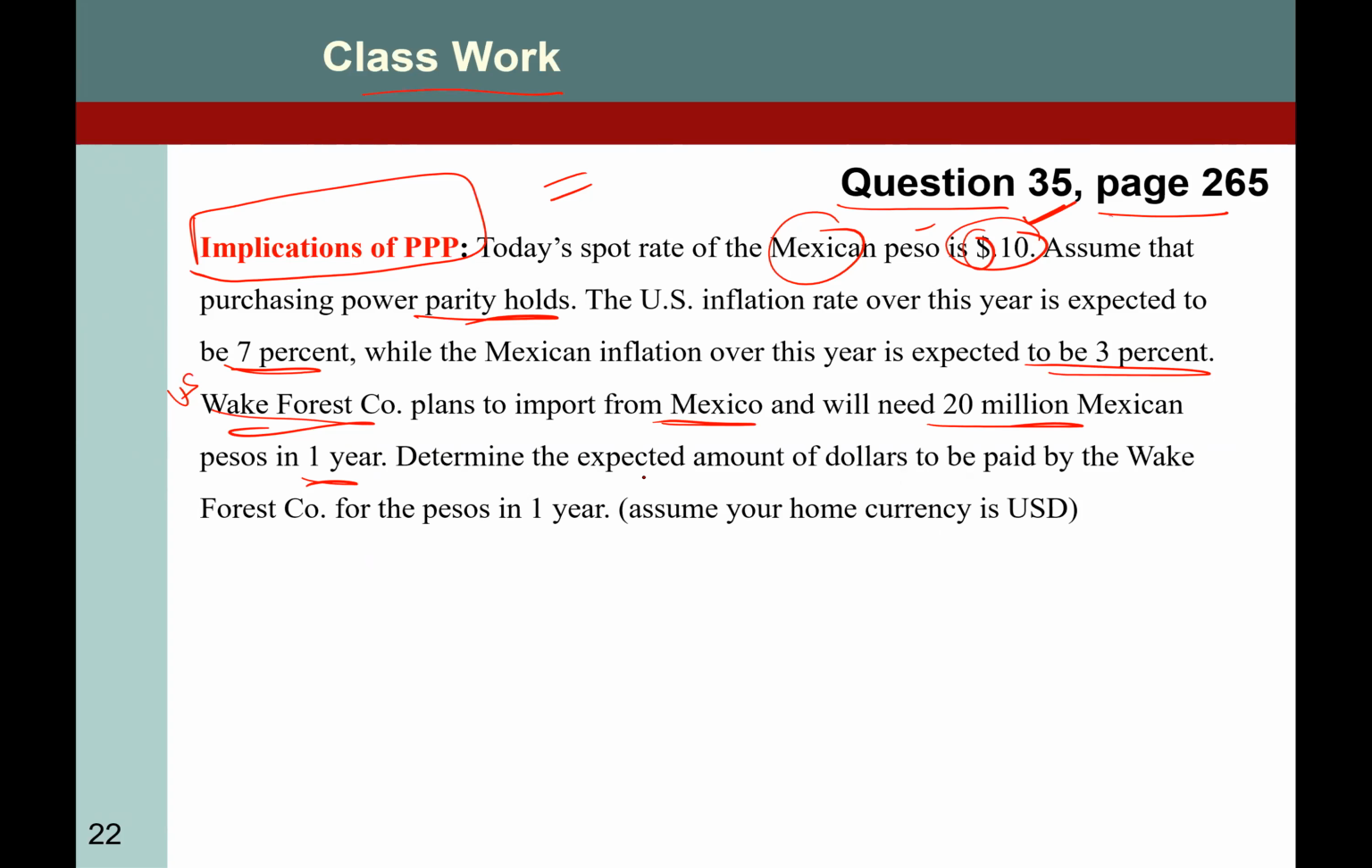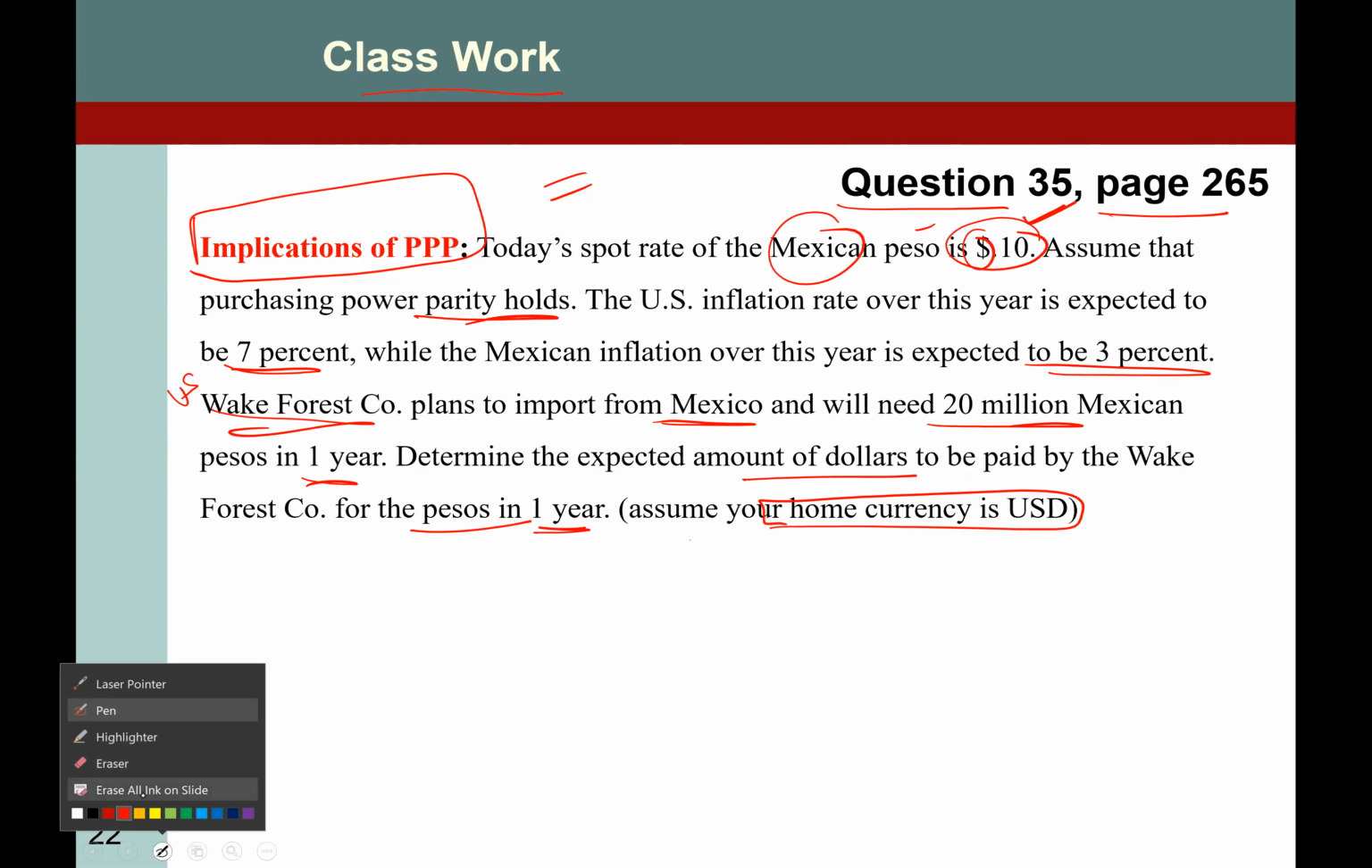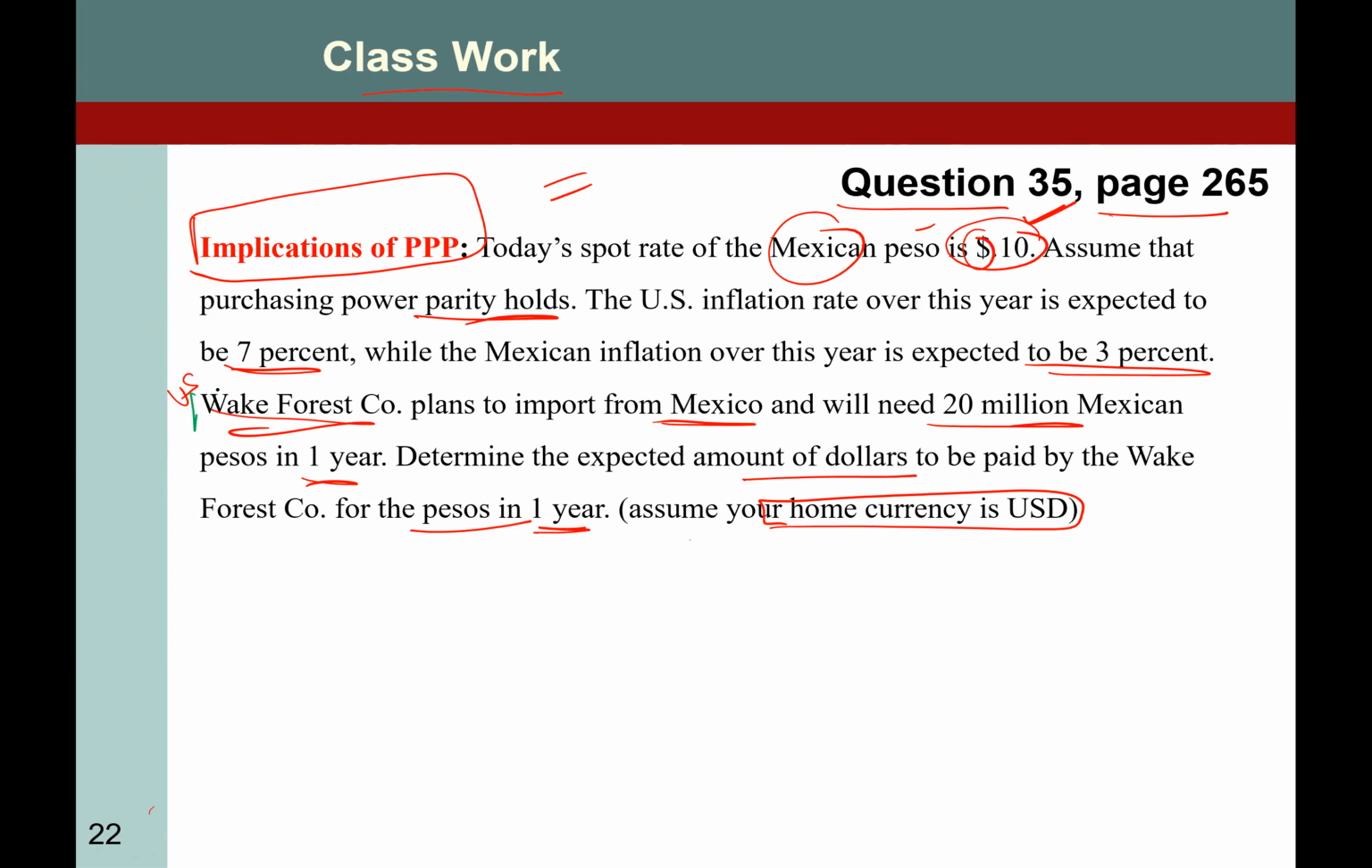So determine the expected amount of dollars to be paid by Wake Forest for the pesos in 1 year. I also wrote it down. Assume your home currency is USD. Why? Because this book is basically US-centric. Plus, you can also find out through this statement that your company belongs to the US.